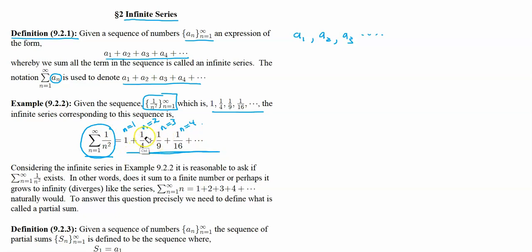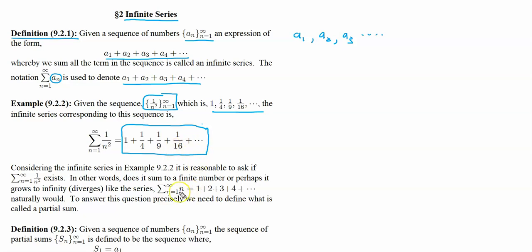Now, it is, of course, reasonable to ask, does this even exist or not? Does this exist as a number? When we add up these values, do we actually get a finite number? That's what we need to investigate. Now, in this case, as we'll see, this actually does sum to a finite number.